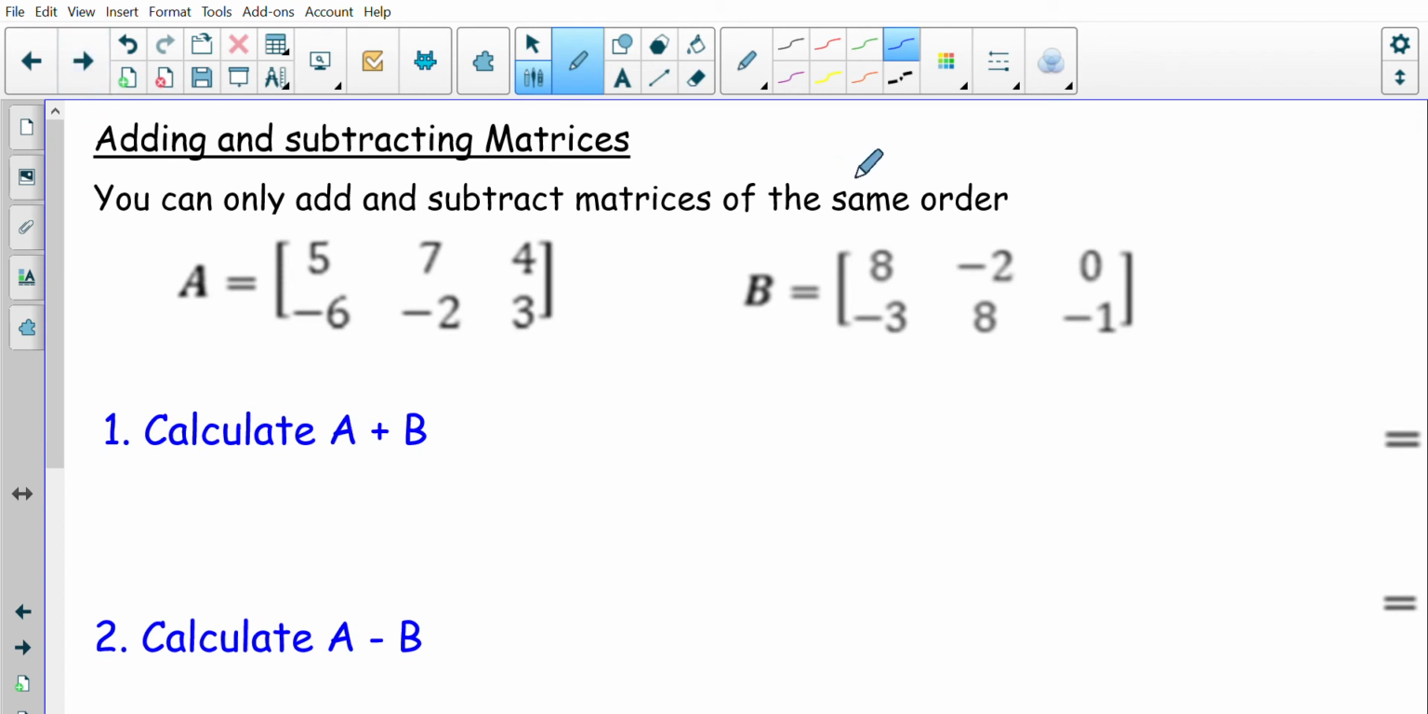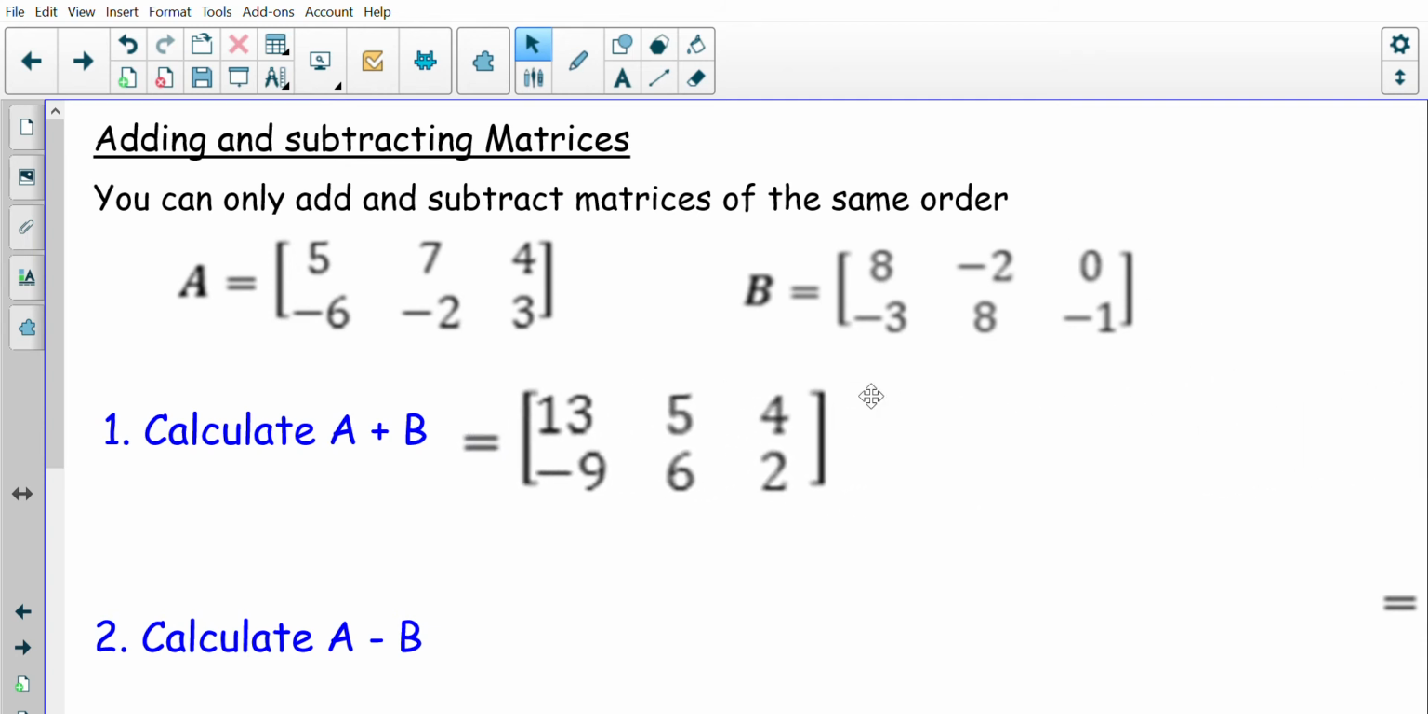We can only add and subtract matrices that have the same order. So just as we did with the tables at the beginning, if we wanted to add matrix A and matrix B, we're just going to add the corresponding elements together. So 5 plus 8 would give us the 13, 7 plus minus 2 gives the 5, 4 plus 0 gives us 4, etc. With subtracting, we're just going to subtract each corresponding element in the same way. 5 take away 8 is minus 3, 7 take away minus 2 is 9, etc.